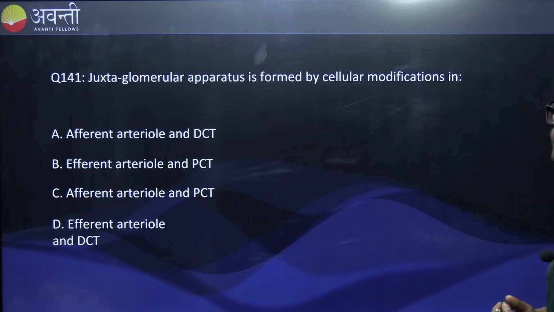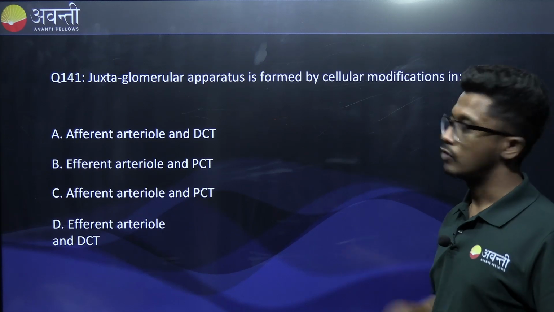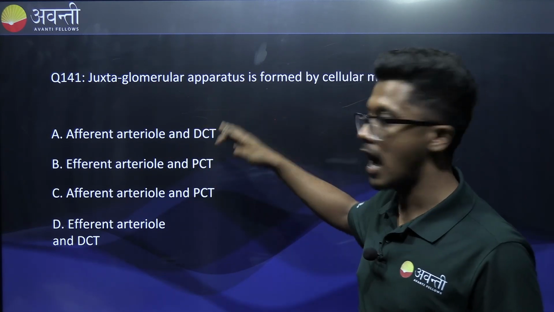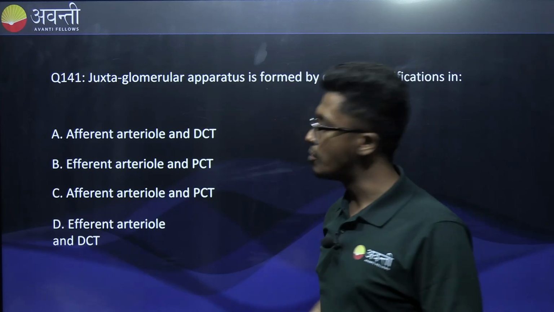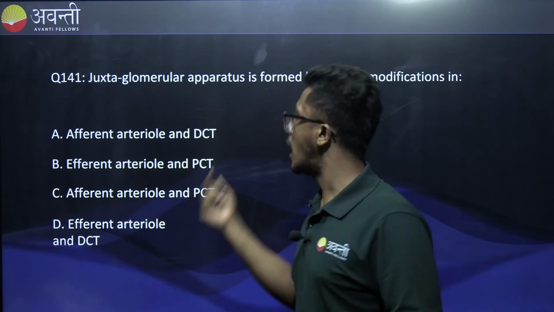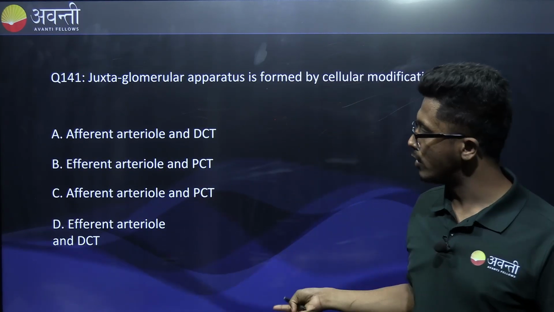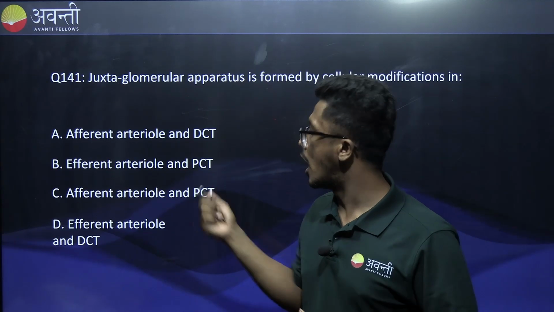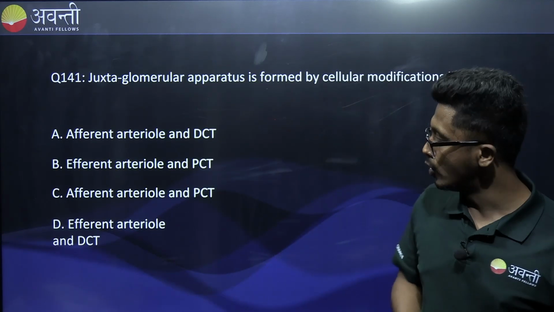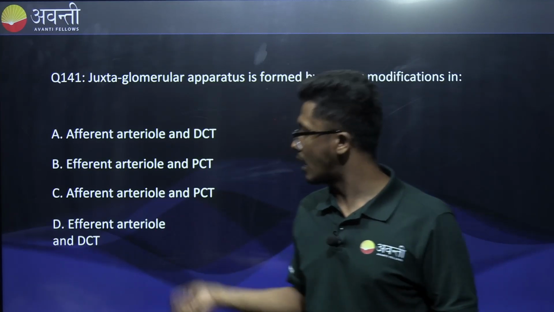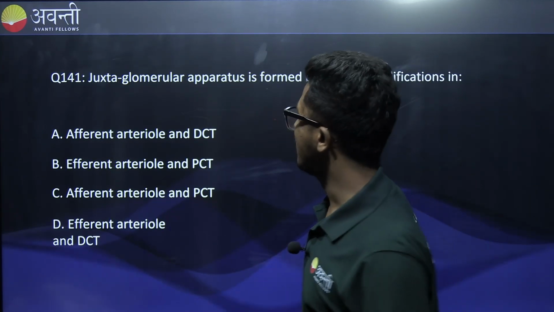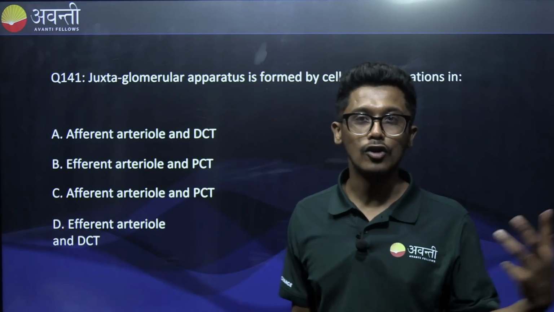Juxtaglomerular apparatus is formed by the cellular modifications in question number 141, and our options are: A, afferent arteriole and DCT, that is distal convoluted tubule. Option B says efferent arteriole and proximal convoluted tubule. Option C says afferent arteriole and proximal convoluted tubule, and option D says efferent arteriole and distal convoluted tubule. Got it? So what is JGA or juxtaglomerular apparatus?